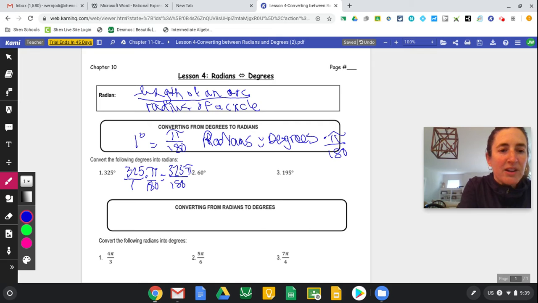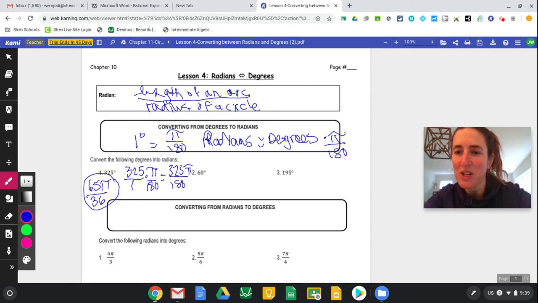Oops, I ran out of room there. So this is 65 pi over 36. And that is how many radians 325 degrees are. Let's try another one.